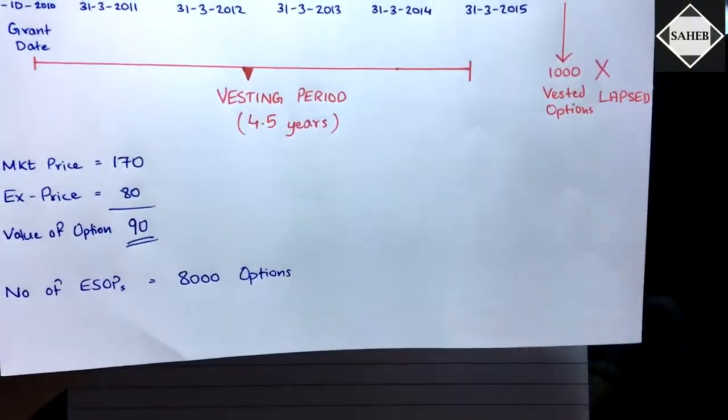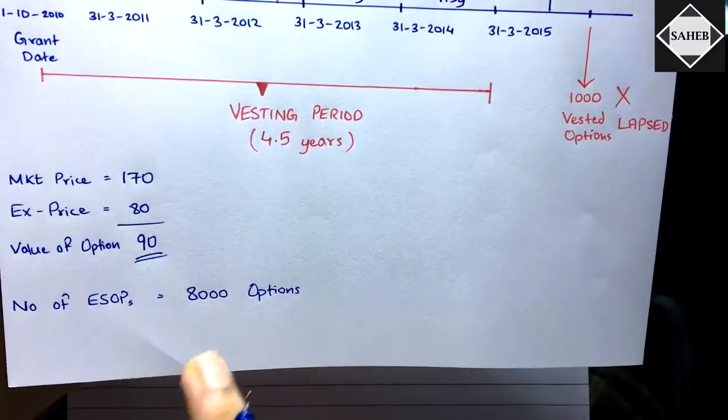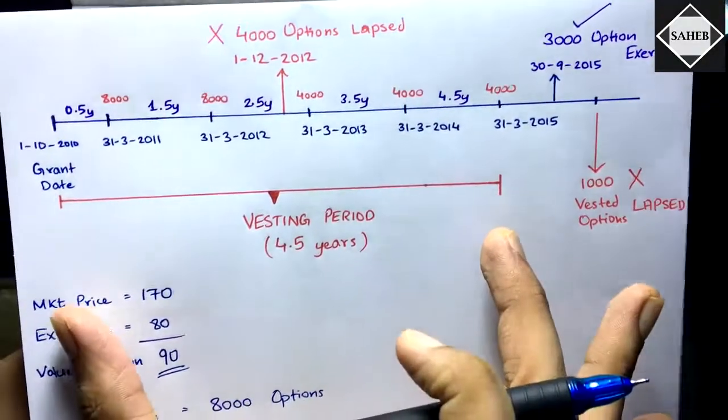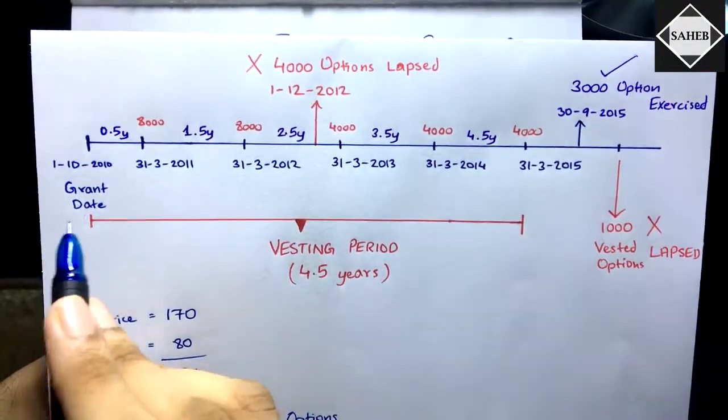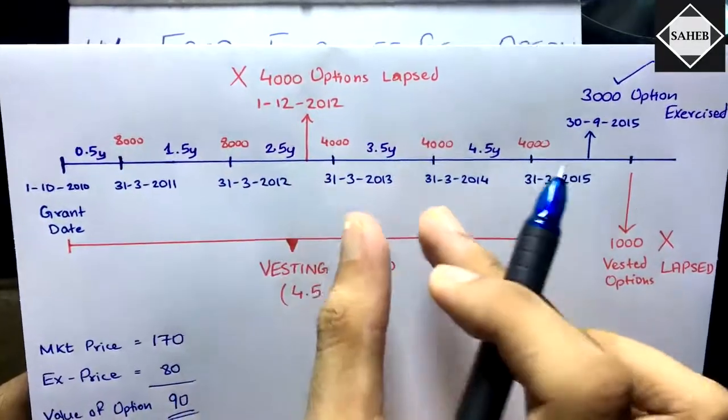So till here what we come to know: market price 170, exercise price 80, value of option 90, number of ESOPs is 8,000 options, vesting period is of 4.5 years, right? And the grant date is in the middle of the year, so that's why we have taken here half, and then 1 year, 2 year, 3 year, 4 year.